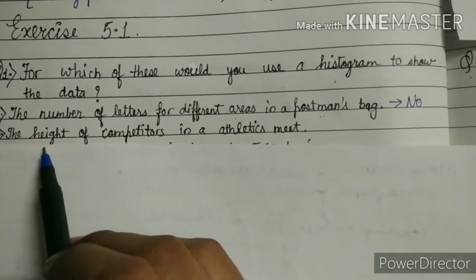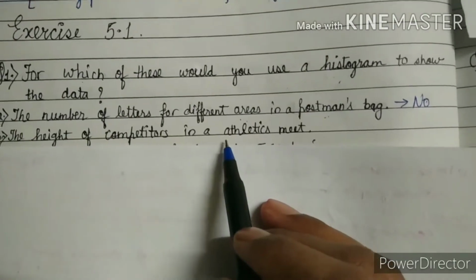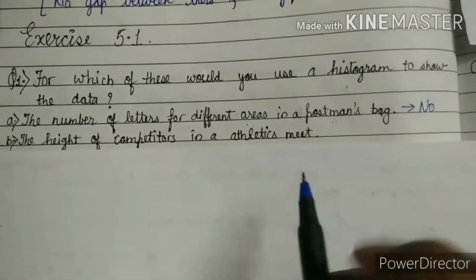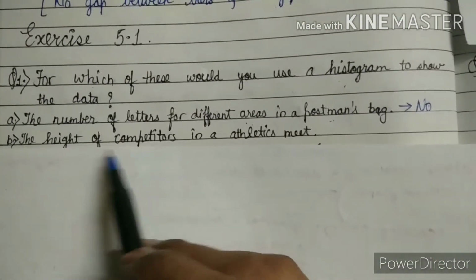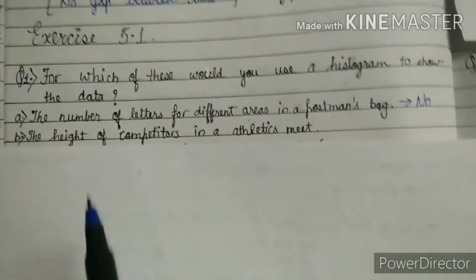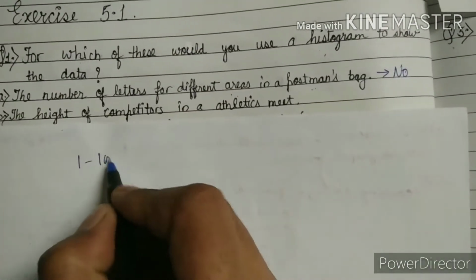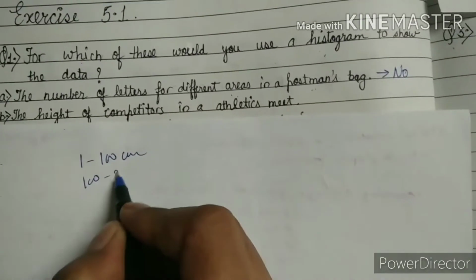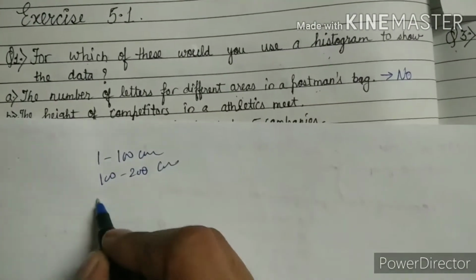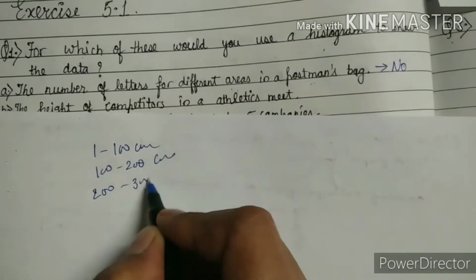Next is the height of competitors in an athletic meet. In an athletic meet, all the competitors' heights we can arrange like 1 to 100 centimeters, 100 to 200 centimeters, 200 to 300 centimeters.